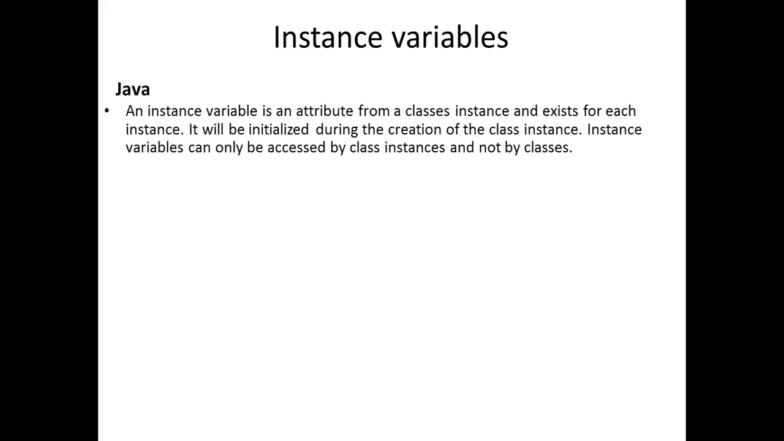Instance variables. Java: An instance variable is an attribute from a class's instance and exists for each instance. It will be initialized during the creation of the class instance. Instance variables can only be accessed by class instances and not by classes.